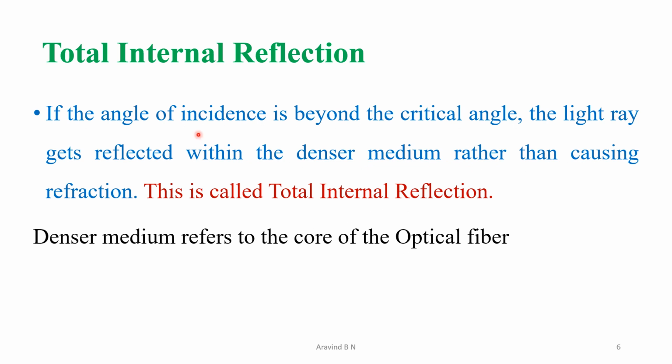Now the definition for total internal reflection. If the angle of incidence is beyond the critical angle, the light ray gets reflected within the denser medium rather than causing refraction. This is called total internal reflection. The term denser medium here refers to the core of the optical fiber.